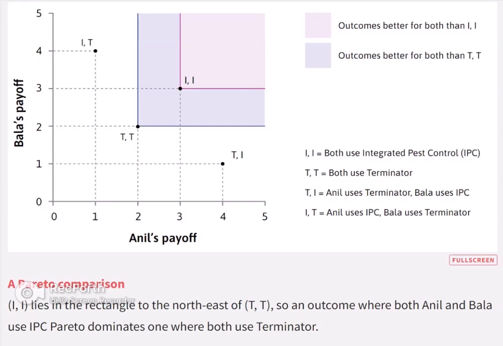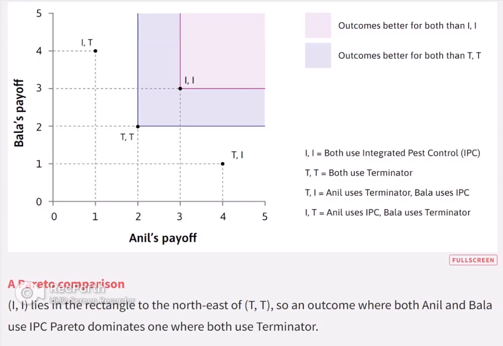So if we have a look at the graph, we'd see that point TT, which implies that both farmers are using Terminator, which pollutes the other person's field. When they're both using Terminator, the payoff for each is 2, which is objectively worse than if both were using IPC, which is demonstrated by point II.